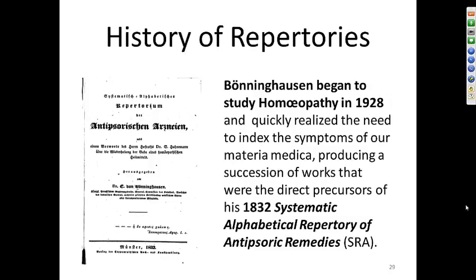So Bönninghausen began to study homeopathy in 1828. In 1827, he developed tuberculosis, and he had been cured by a homeopathic physician, and so in 1828 he began to study homeopathy, and he quickly realized that we needed an index for our materia medica. And so he began to produce a succession of works. These are prototypical works, and eventually these precursor works led to his 1832 Systematic Alphabetical Repertory of Anti-Psoriatic Remedies. The SRA is the acronym which George Dimitriadis uses in his various works to describe this 1832 repertory.